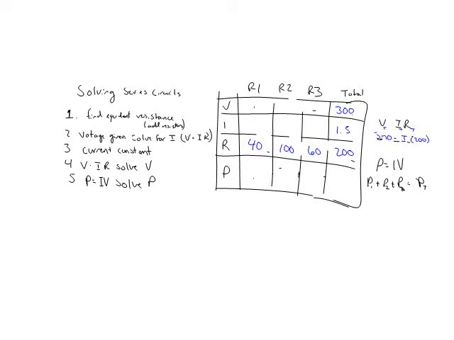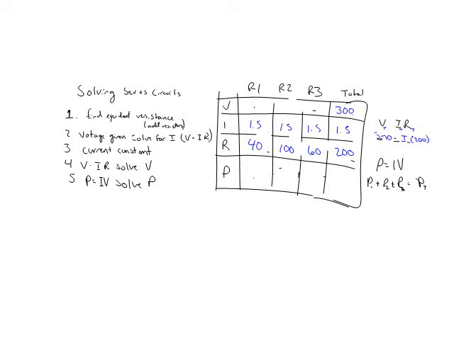What's the next step? Current is constant. Current's constant. That is a big step. You're going to see that that's one of the most important steps when you're doing combination circuits: what is constant. That's what you're going to go back to. If it's in series, this is constant. If it's in parallel, this is constant. So since it's series, our I is 1.5 for every single one.